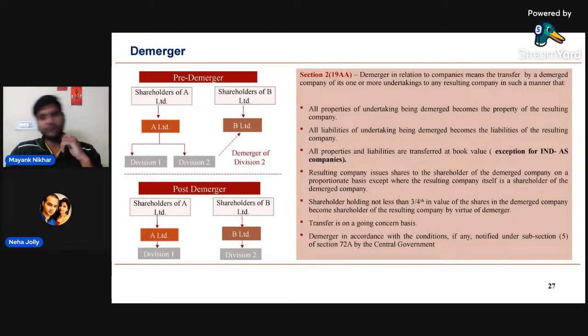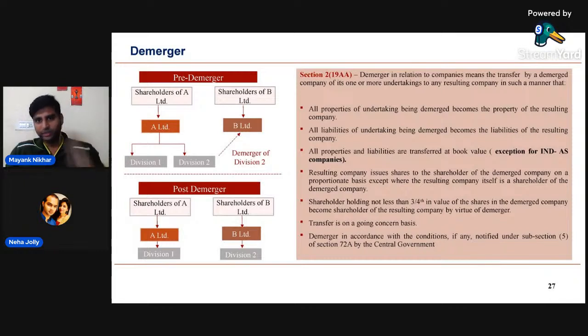For demerger, what happens? There is a company A Limited which has two divisions, and the company decides that it will only be working with one division, and decides to demerge, hive off another division. So this division two is transferred to a new company B Limited, and B Limited shall issue shares to the shareholders of A Limited. B Limited might already have shareholders. So this structure is called demerger.